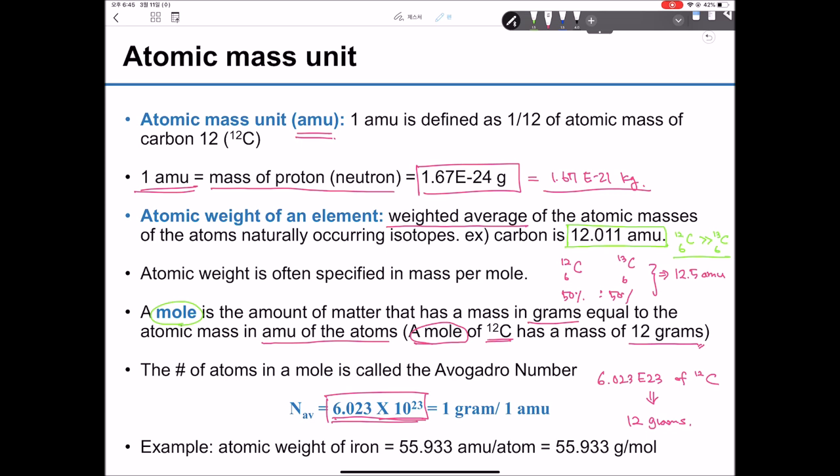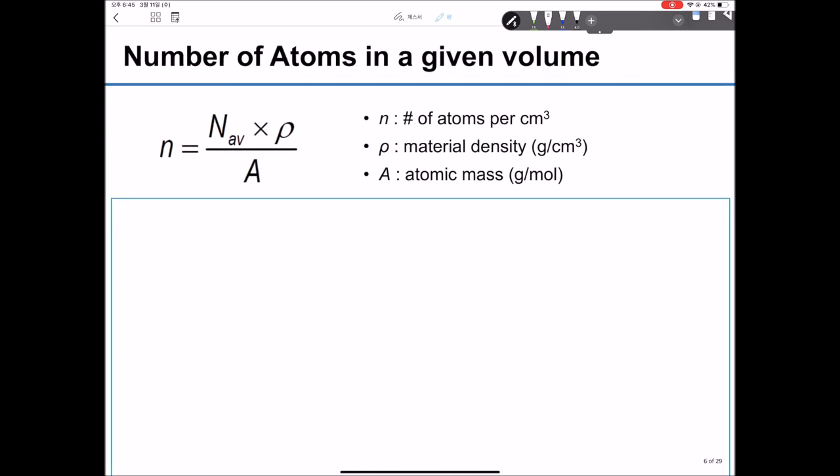So the atomic weight of iron is 55.933, which is much higher than carbon. And from common sense, we know that generally iron is heavier than carbon, right? Because it has more atomic weight. So let's look at this closely.